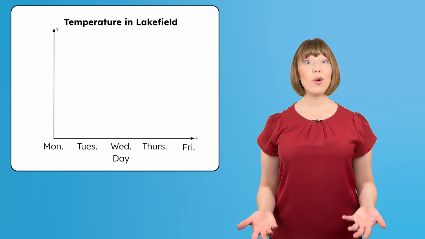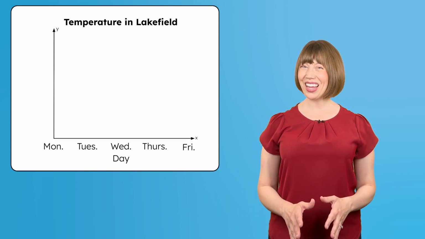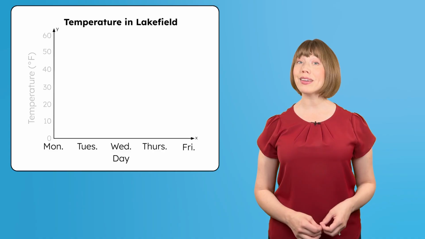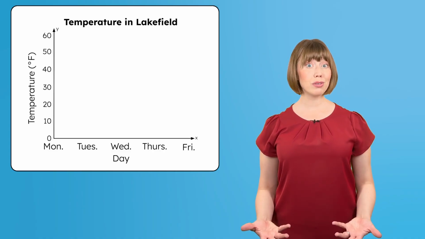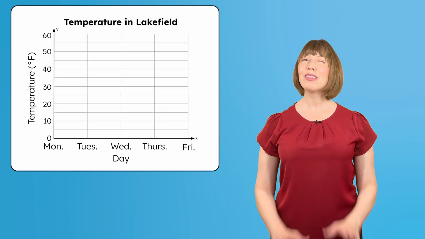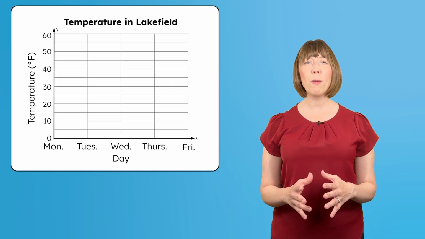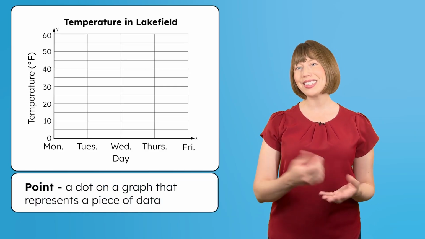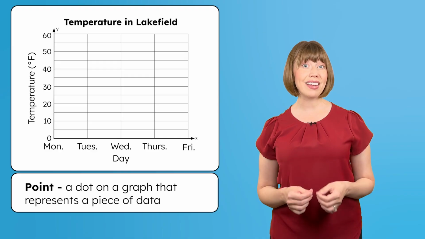The categories go on the x-axis. In our challenge, this is the days of the week. The values being measured go on the y-axis, like the daily temperature. A line graph has grid lines that help us graph points, or dots, that represent each piece of data.